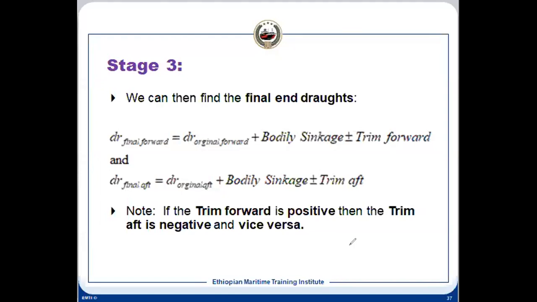And always remember this: if this has to be the opposite sign, it means if it is plus, this has to be minus. Total trim will be the trim calculated by the trimming moment divided by the MCT 1 centimeter, and it is always in centimeter, so you convert it into meter and then use it. TPC also is in centimeter, so the bodily sinkage will be in centimeter. You'll have to convert it into meter because your draft will be given in meter. So bring everything to the same unit.